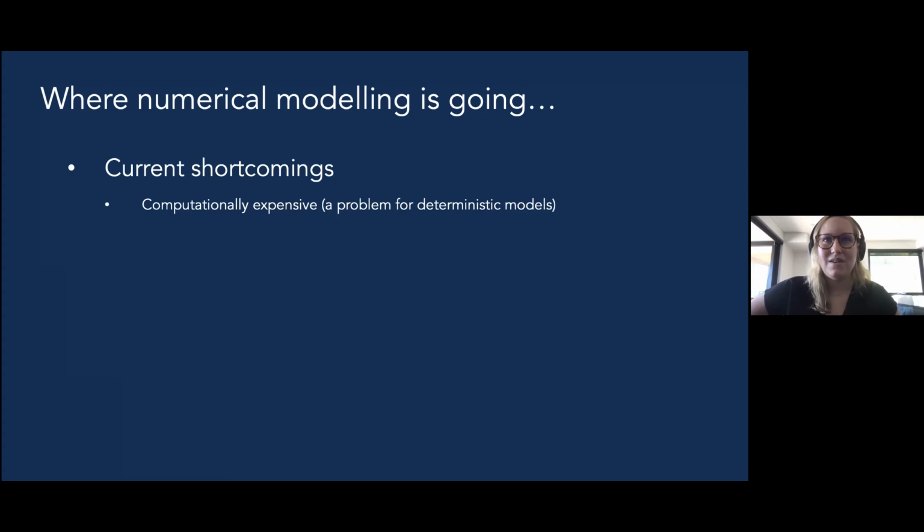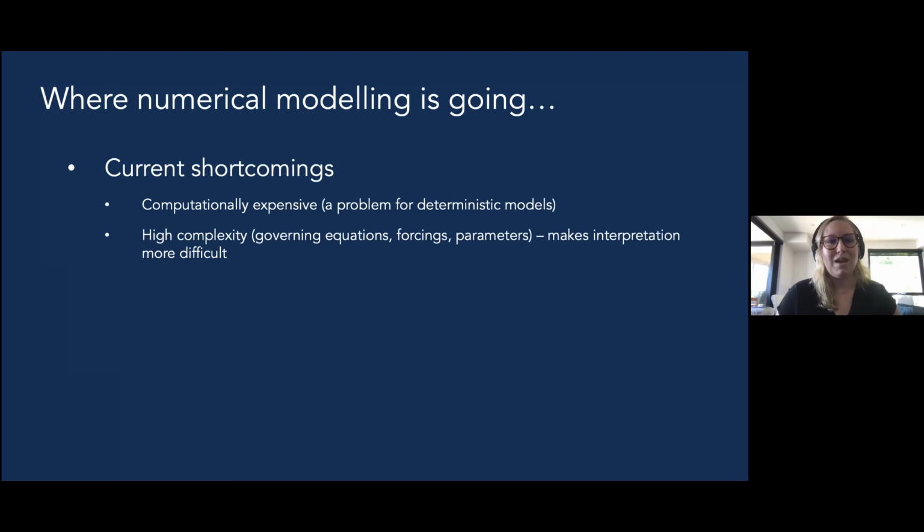And this makes it very difficult to test hypotheses and to find the optimal configuration of parameters and to explore processes with traditional sensitivity analysis. And this also makes it difficult to use these kinds of models for forecasting in some cases. And so these models are also very complex, and this can make them quite difficult to interpret as a result.